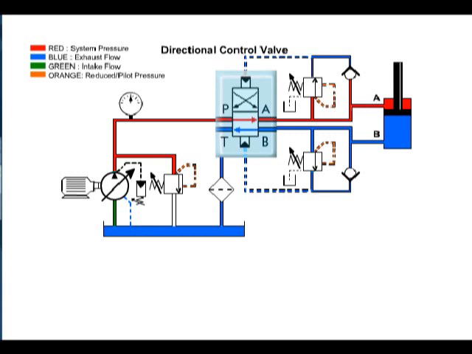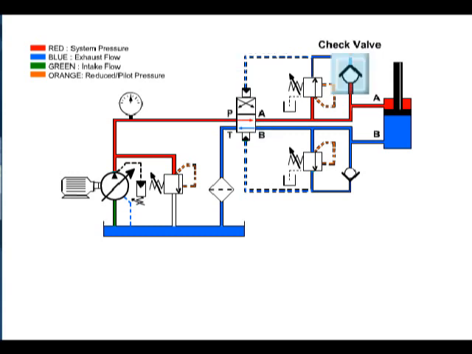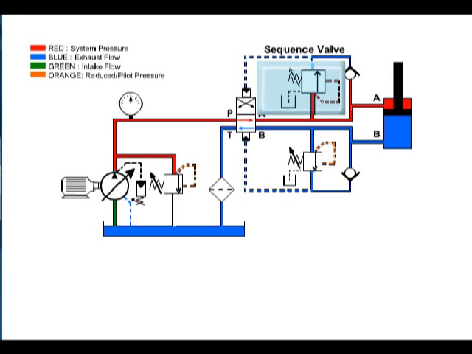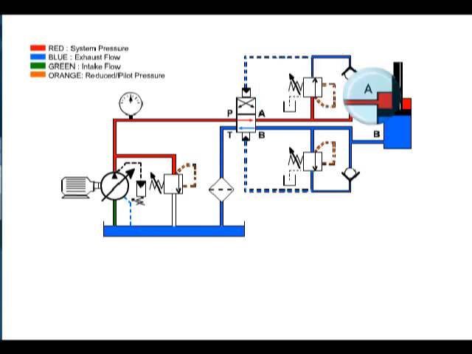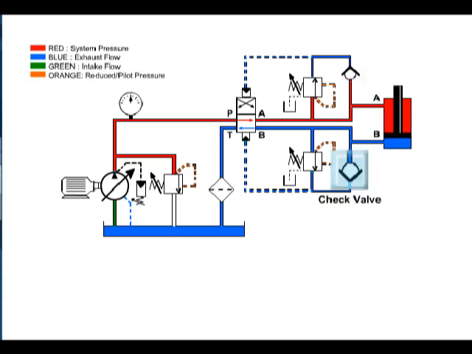Here, flow can go three places. The upper check valve blocks one passage. The closed sequence valve blocks another. But flow to the A port of the actuator is open. As the cylinder rod retracts, flow from the B port is blocked at the check valve, so it exits to the tank through the directional control valve.